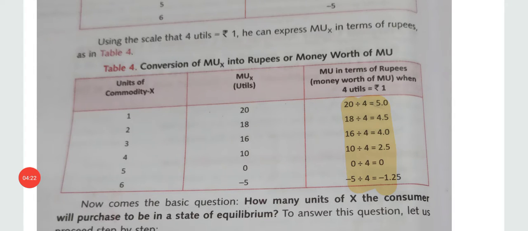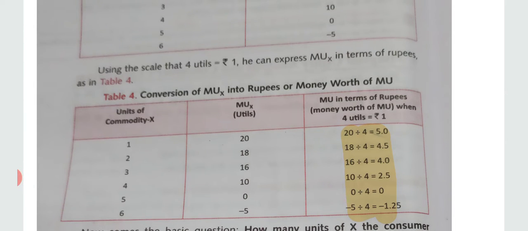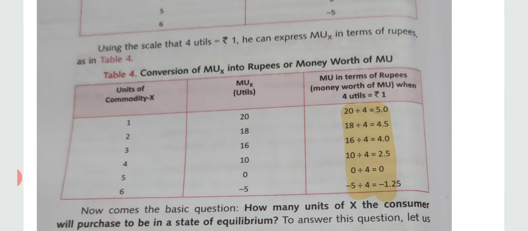Now look at this table. What scale are we using here? That 1 rupee is equal to 4 utils, meaning if you are spending 1 rupee, then you will get 4 util satisfaction. And now in the case of one commodity, the price of the commodity is 4 rupees. If you are getting 20 util satisfaction in the case of one commodity, we will convert this into the marginal utility of money. Marginal utility of the commodity is 20 utils.